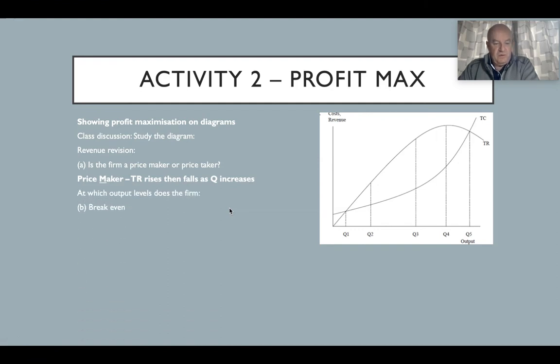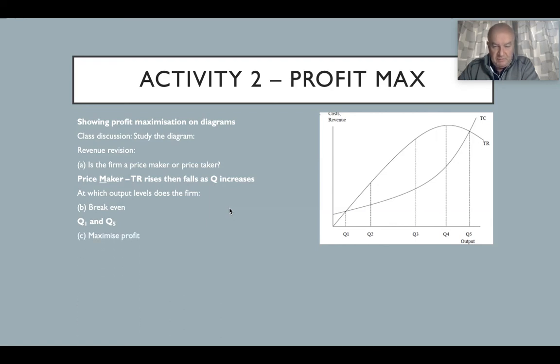In terms of the point at which break-even is achieved, at what output level, remember when we're talking about break-even, that's where total cost and total revenue are equal. That's at 2 points, at Q1 and at Q5. Okay, those are the 2 points at which we are breaking even.